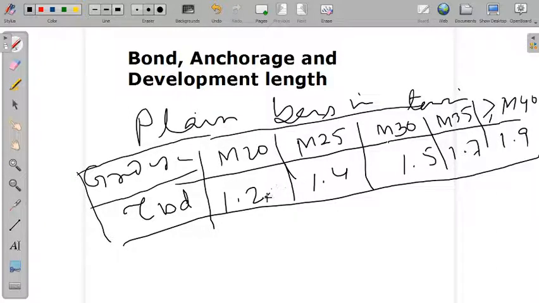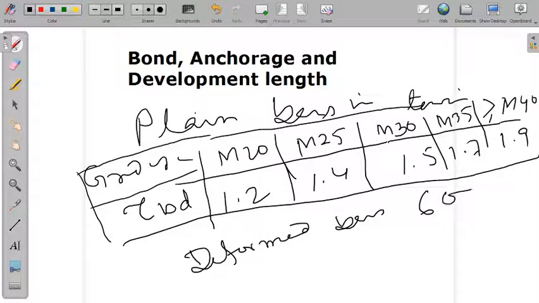Now what will happen in the other case? If you just refer below, some notes are given. It is said for deformed bars, basically we are talking about Fe 415 or Fe 500 steel conforming to IS 1786, this value will be increased by 60%. That means if you have tension reinforcement of Fe 415 steel, the bond stress for M20 grade will be 1.2 into 1.6. You have to increase this by 60%.